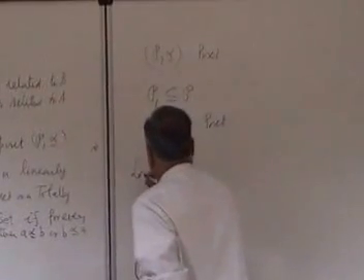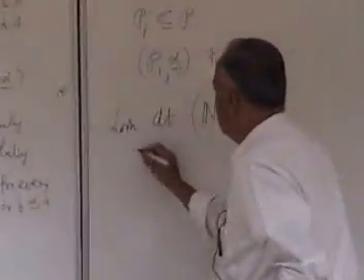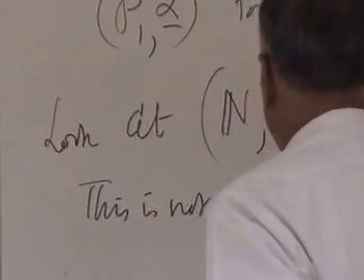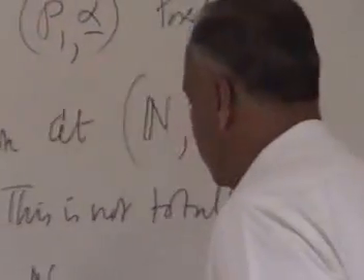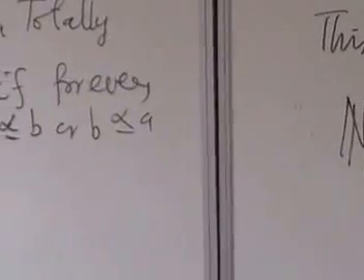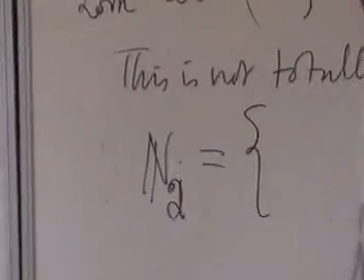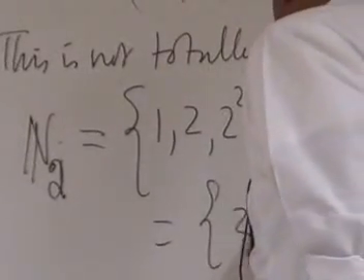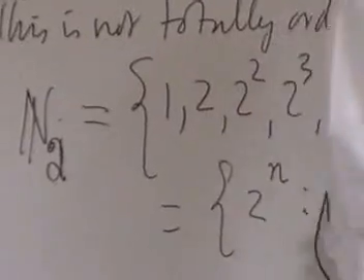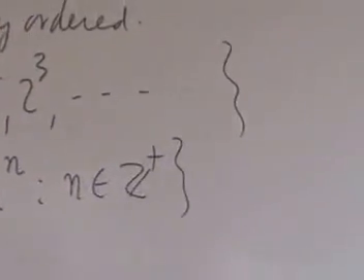take for example the divisibility poset. Now, this is not totally ordered. But look at N1, or let me call it N2. Well, it's sacrilege to call N2 without having an N1. Somebody simply wrote it thus, that you have to start with N1. Now look at all those numbers which are powers of 2. So this is just 2 to the power of n, where n belongs to Z plus, because the 0th power is also included. So look at all the powers of 2. Now this is a subset of N, right?